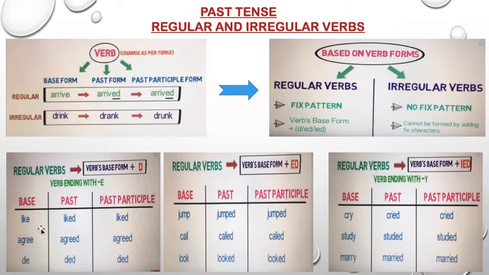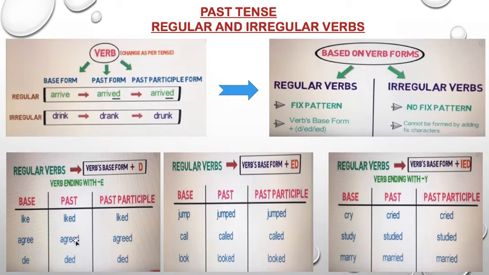Got it, students? So like, like. Past is liked, and past participle is also liked. So we are not adding e one more time because e is already there in the word. We are just adding d. So for agree also the same rule applies. We are just adding d because e is there at the end.